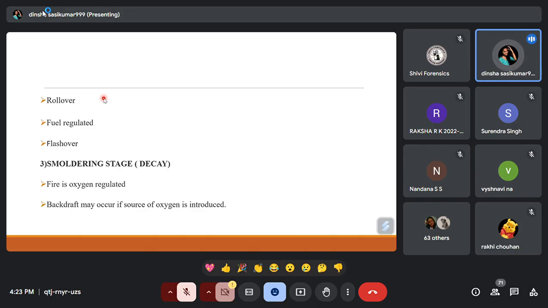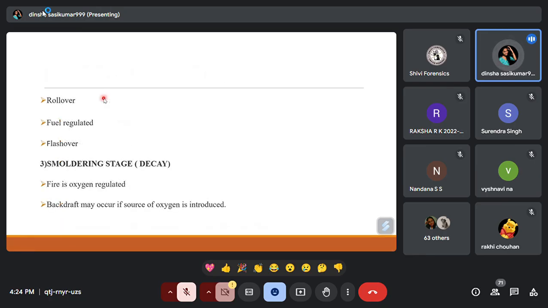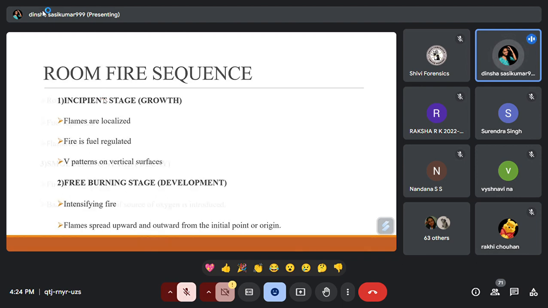Okay, so once flashover has occurred, then survival is impossible. Flashover is the simultaneous burning of all the contents of the room, and it will occur during the second stage, that is the free burning stage. And the third stage is the smoldering stage or the decay stage. It is the last stage in the room fire sequence.